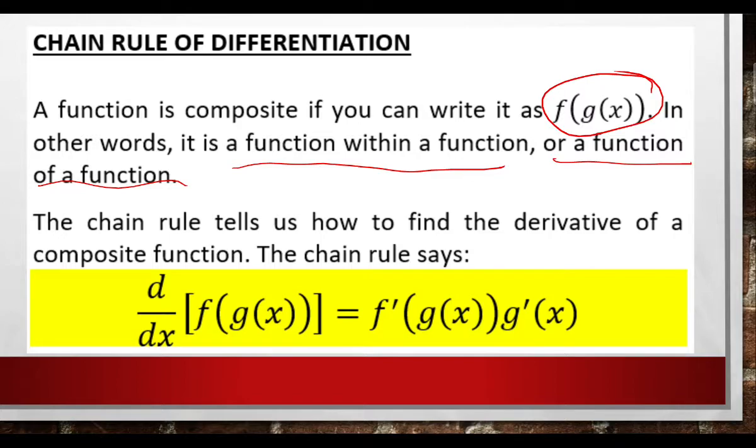The chain rule says the derivative of a composite function is equal to the derivative of the outside function times the derivative of the inside function. Okay, so let's have an example.